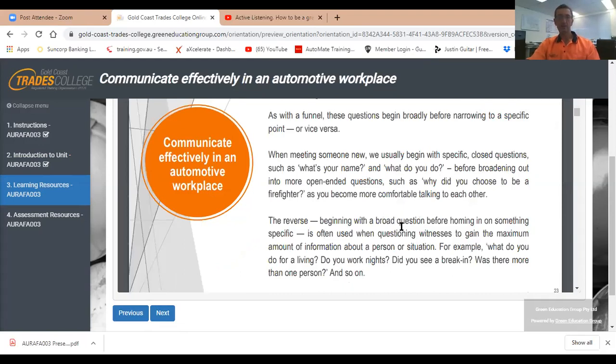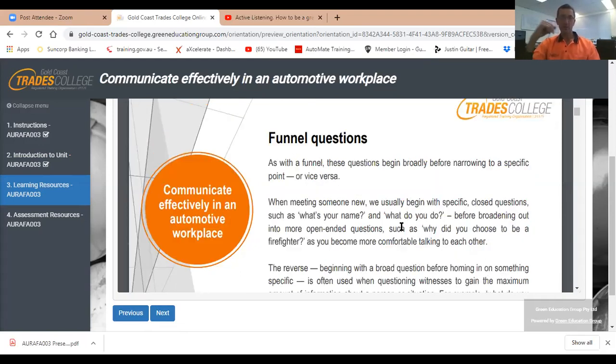Funnel questions. As with a funnel, these questions begin broadly before narrowing to a specific point, or vice versa. When meeting someone new, we usually begin with specific closed questions, such as, what's your name and what do you do? Before broadening out into more open-ended questions. So a funnel question is leading them to other things as well. You can use that information to funnel into more detailed conversation with that person, such as, why did you choose to be a firefighter? As you become more comfortable talking to each other.